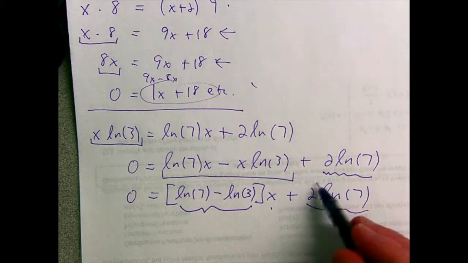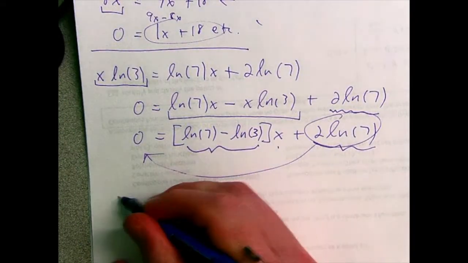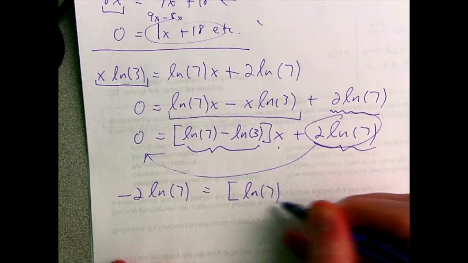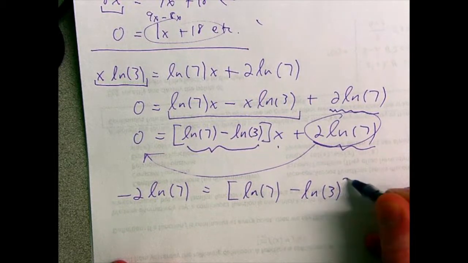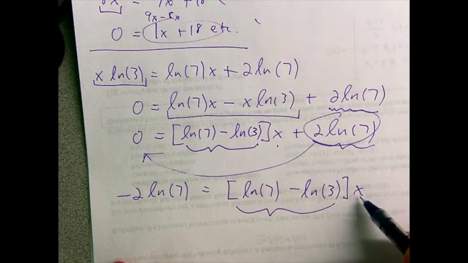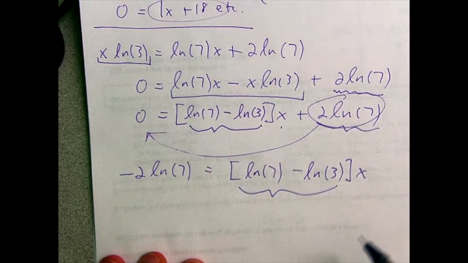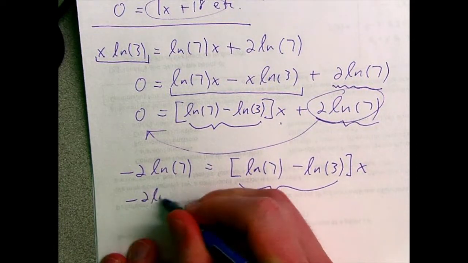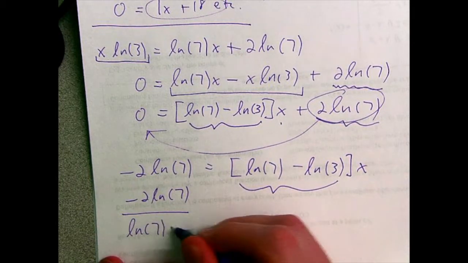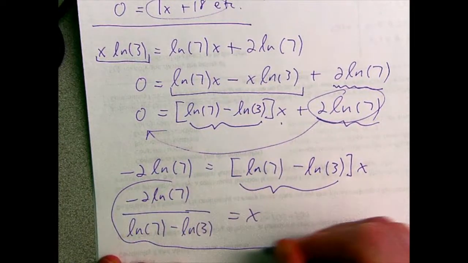How do you solve it? Well, first you should move this to the other side, so I'll just subtract that from both sides. Negative 2 natural log of 7 is equal to natural log of 7 minus natural log of 3, times x. And then how do you get the x by itself? Well, this is a number multiplying x. How do we get rid of that number? You have to divide both sides by that number. So you divide both sides by that expression, and you get negative 2 natural log of 7 over this whole thing in brackets, natural log of 7 minus natural log of 3, equals x. And that is an exact answer.